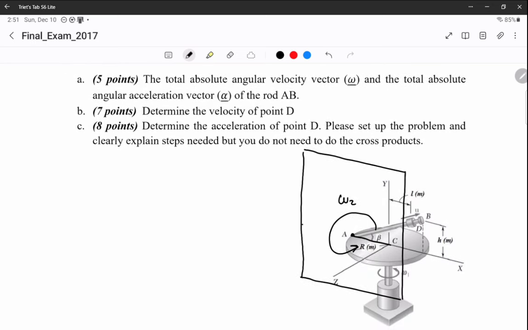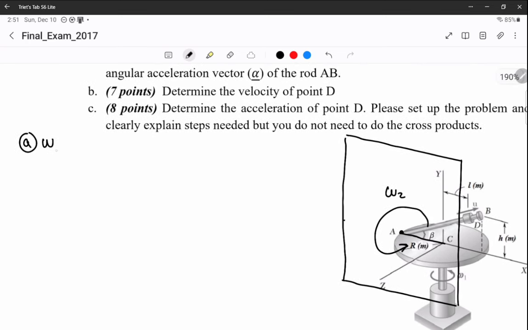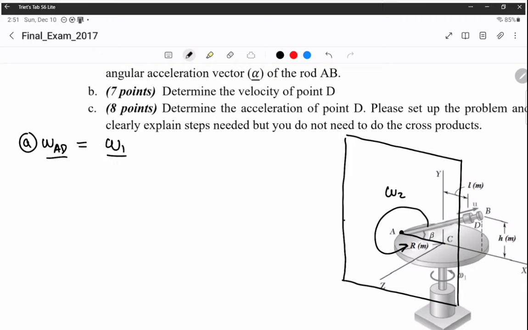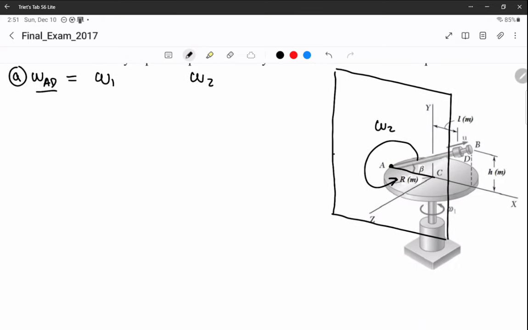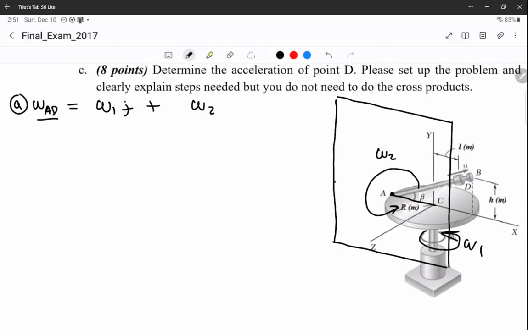A, total absolute angular velocity. Omega of AD is going to be a superposition of omega 1 and omega 2, right? So what's the direction? Omega 1 is pretty straightforward, I think. Omega 1 is going to be in the J component, right? Plus omega 2 is a little more tricky. So AB is rotating in the plane of AC, and AC is pretty much in the XY plane. So if AB is rotating in the XY plane, it's this plane right here, then omega 2 is going to have a direction in the K direction, right?